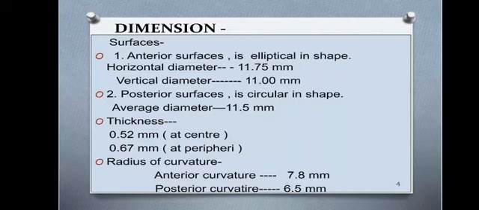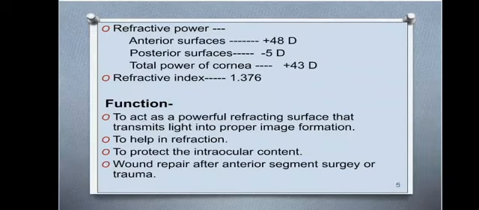Radius of curvature. Anterior curvature is 7.8 mm and the posterior curvature is 6.5 mm. The refractive power. Anterior surface has a refractive power of plus 48 diopter. Posterior surface has minus 5 diopter. That is, the total power of the cornea is plus 43 diopter. The refractive index of the cornea is 1.376.